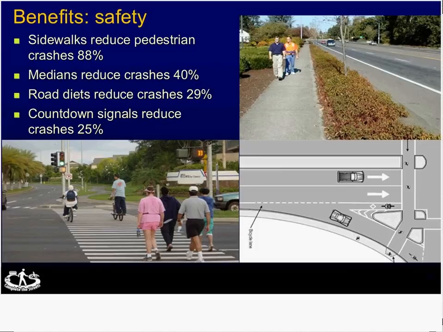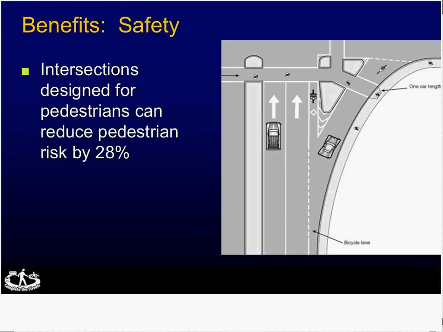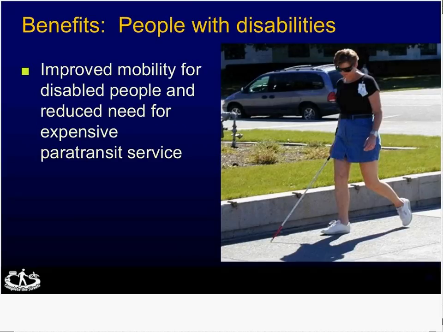Countdown signals, which give more information to the pedestrian, have been found to reduce crashes by 25%. Intersections, which is often where the conflict between pedestrians and motorists is most likely to occur, can be designed for pedestrians to reduce their risk by 28%. And we know how to design these correctly.